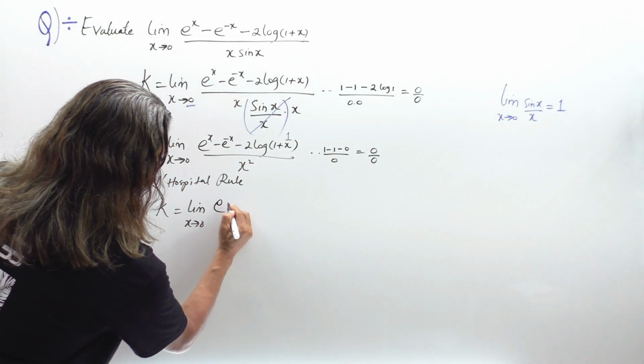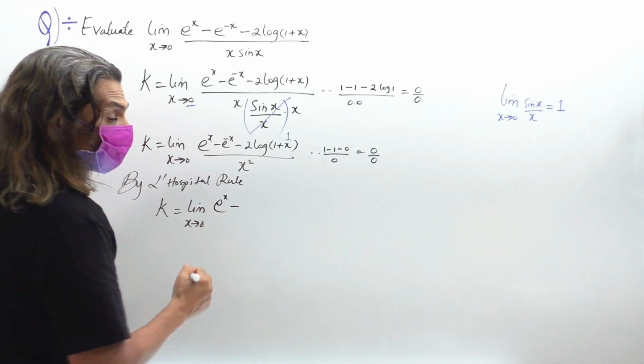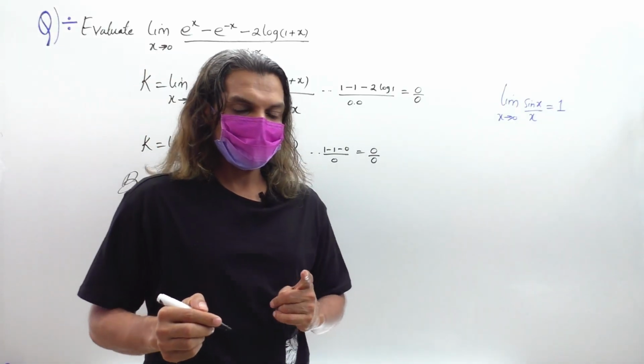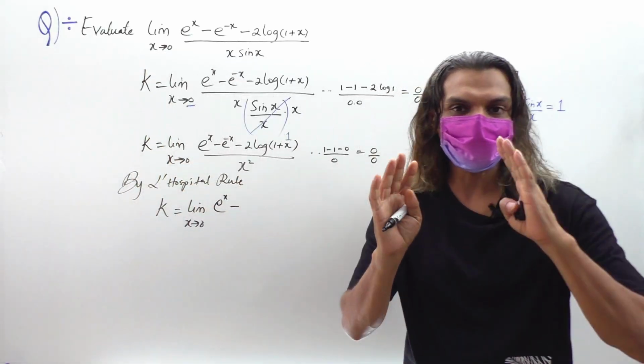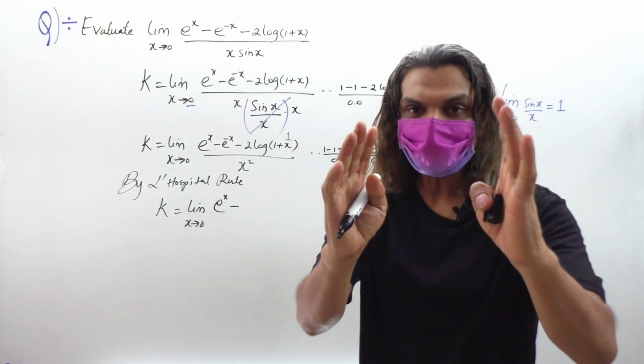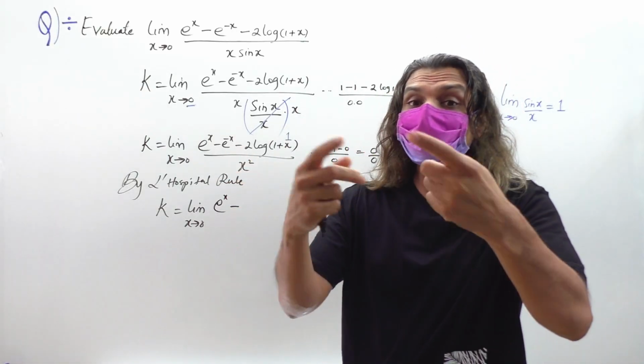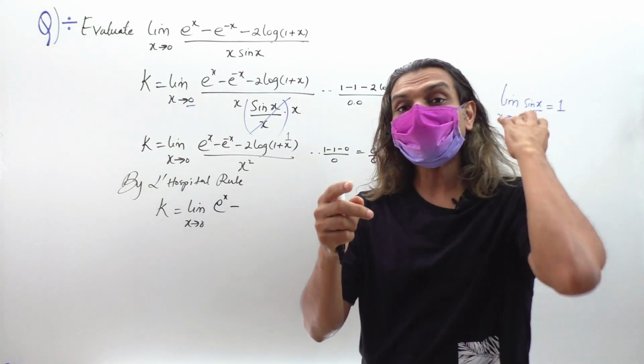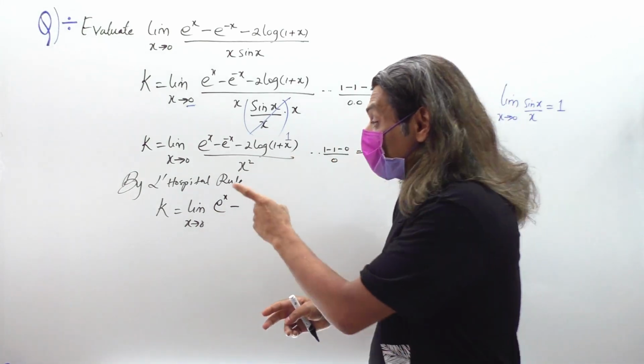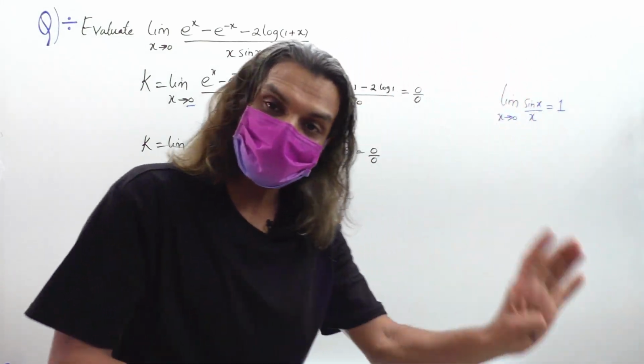Differentiation of e raised to x is e raised to x only, minus differentiation of e raised to minus x. See, differentiation of e raised to x is e raised to x. Right? Remember, e raised to x. But it's not here e raised to minus x. People make mistake here. It's not e raised to x. So differentiation of e raised to minus x will be e raised to minus x only, with a sign.